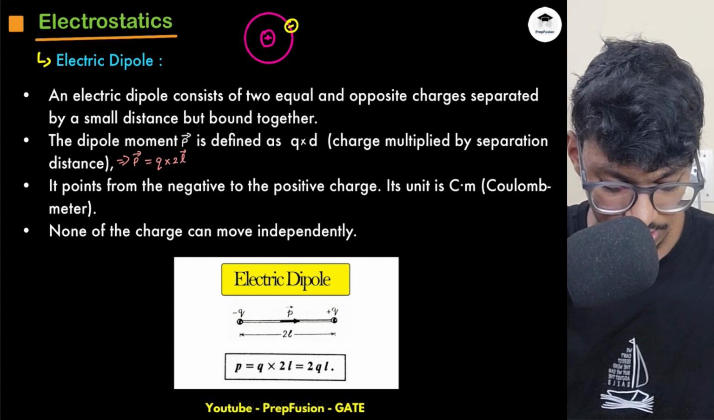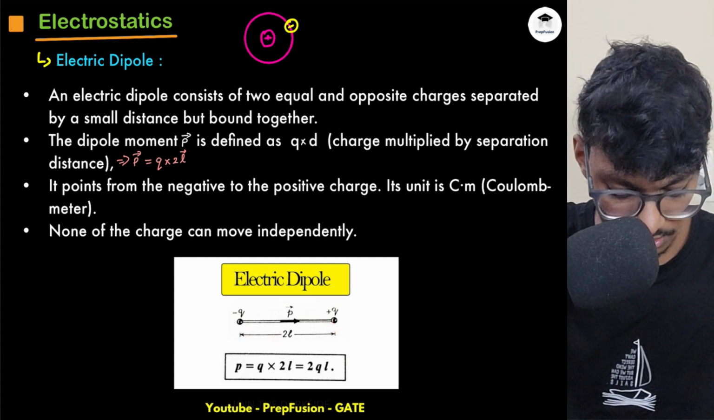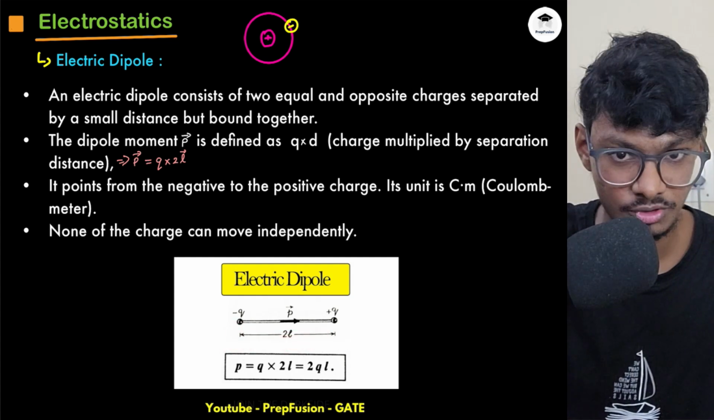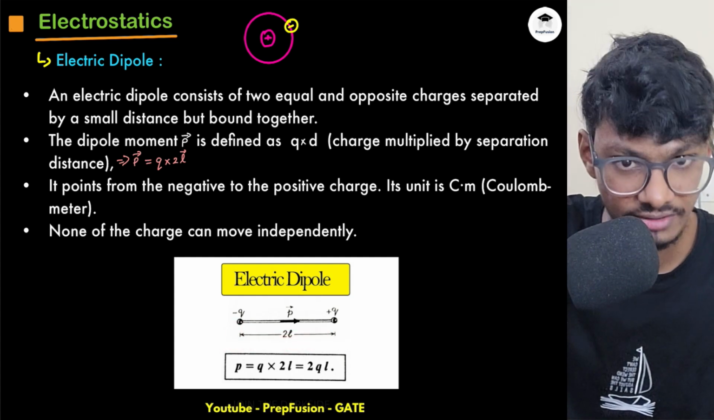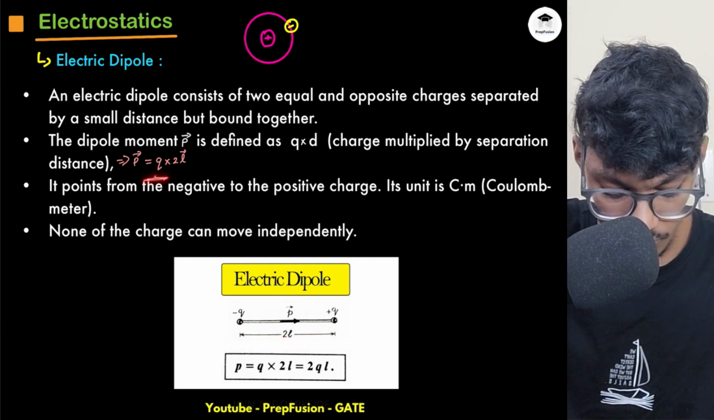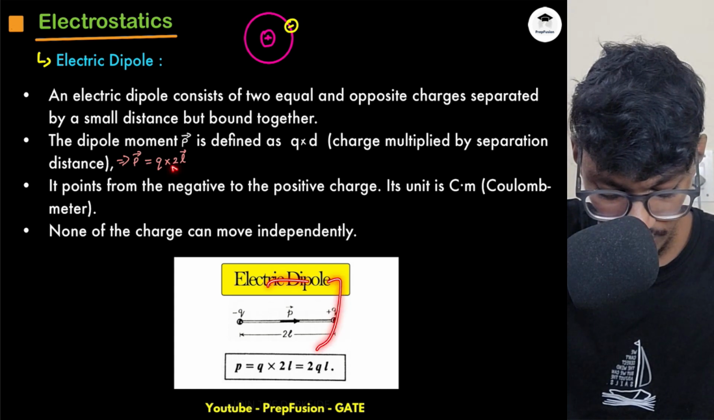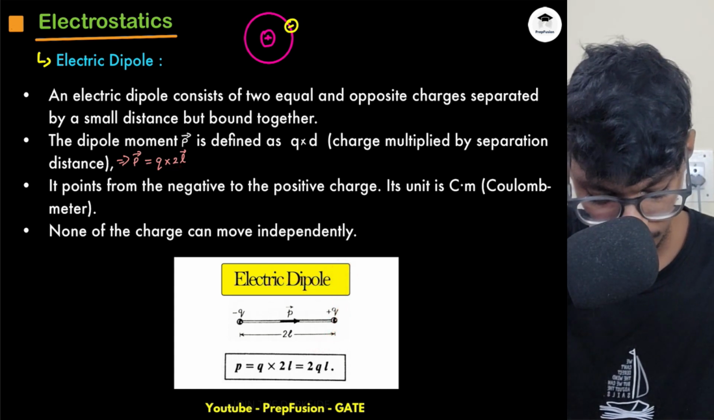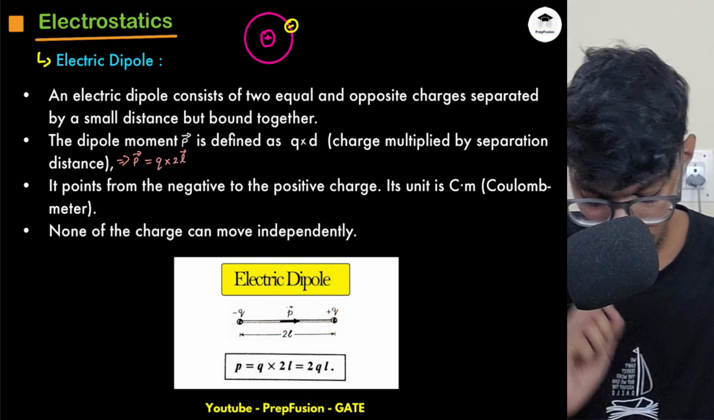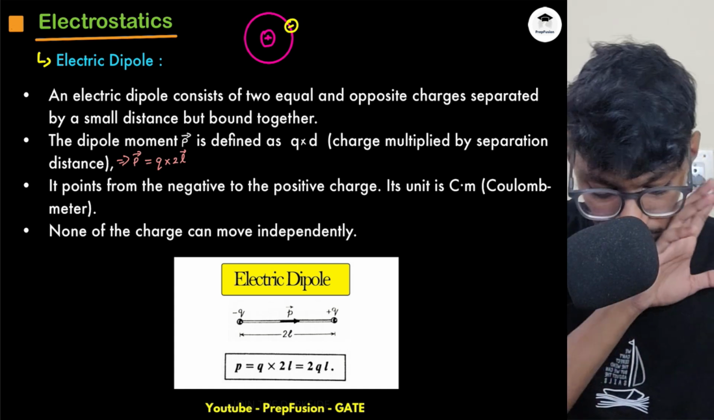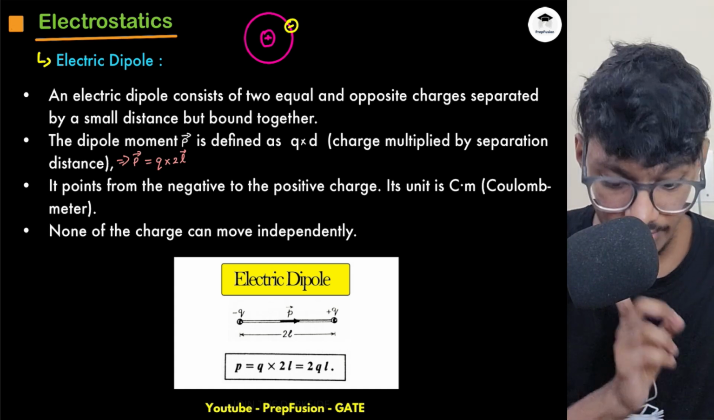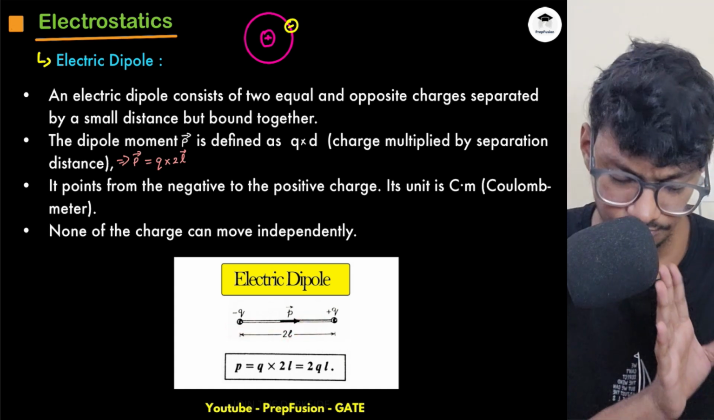What is a dipole moment? The magnitude of the charge times the distance between them. And in vector format, it will be q into 2l vector, simply like that. Whatever the direction of l is, that is the direction of the dipole moment. Just keep this in mind. What is the direction of l?